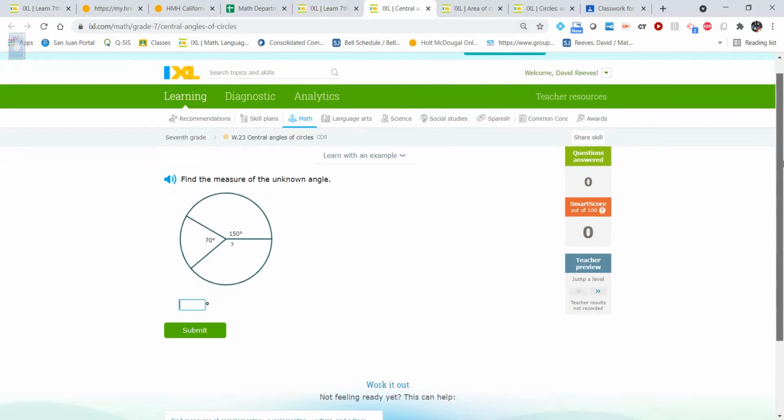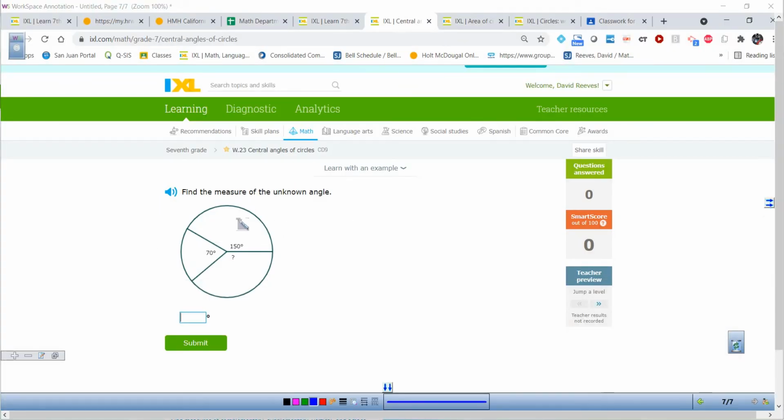All right, so hopefully you had a chance to watch the video I made about the central angles of a circle. In that video I talked about the fact that if you work all the way around a circle, it is a total of 360 degrees. 360 degrees all the way around. So you'll see in this circle right here, they've divided it into 3 parts. We've got 150 for the first one, and we've got 70 for the second one, and the third one is unknown, right? That's the one we don't know.